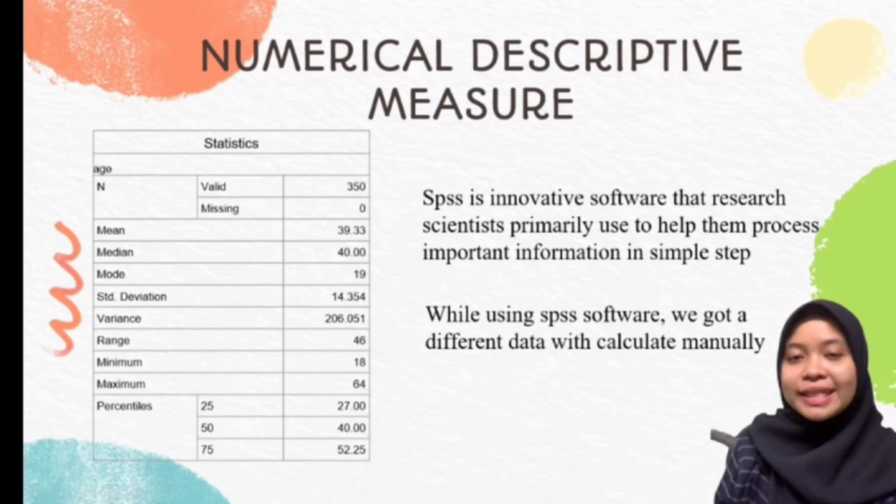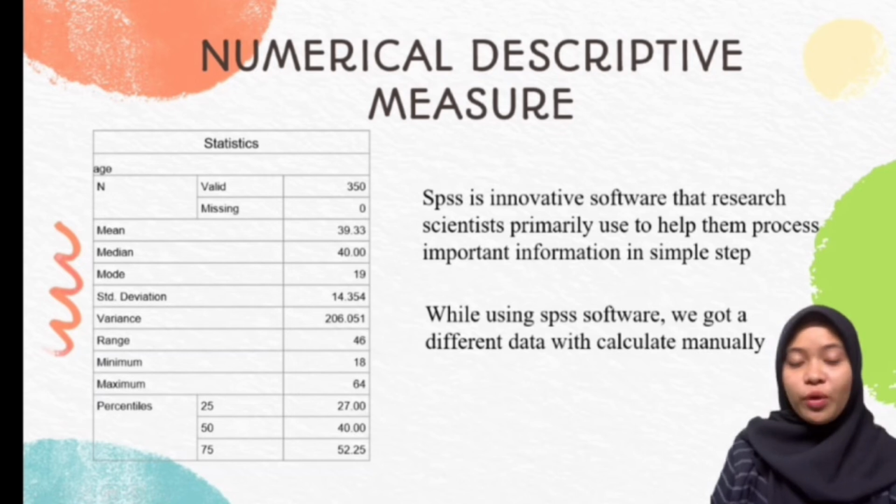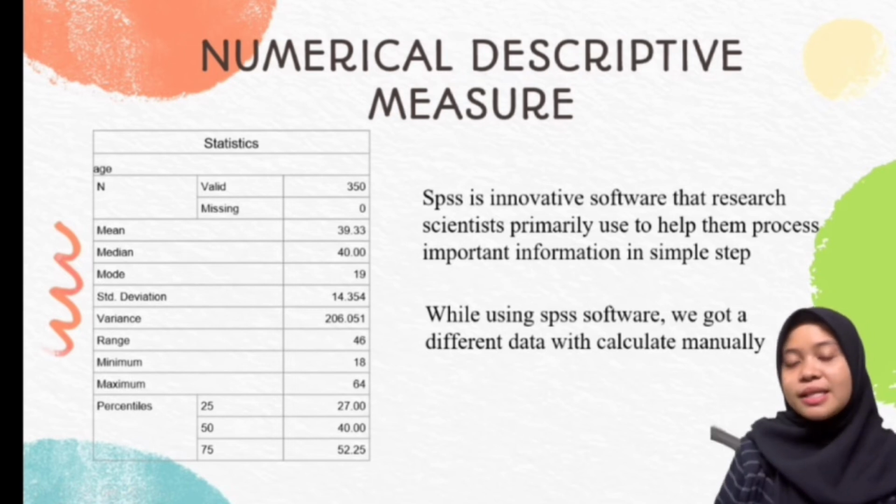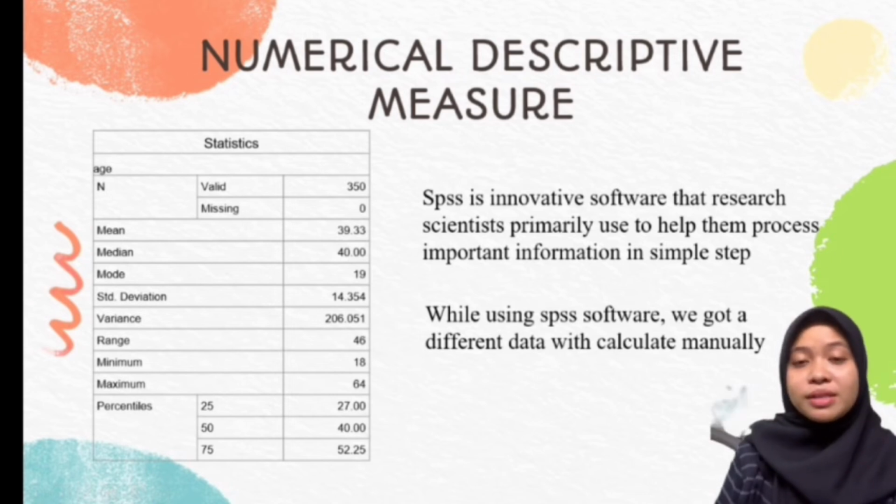5.1 is numerical descriptive measure. SPSS is innovative software that research scientists primarily use to help them process important information in simple steps. The table shows the numerical descriptive measures using SPSS: the mean is 39.33, the median is 40.00, and the mode is 19. The data that we got using SPSS software is different from what we calculated manually.